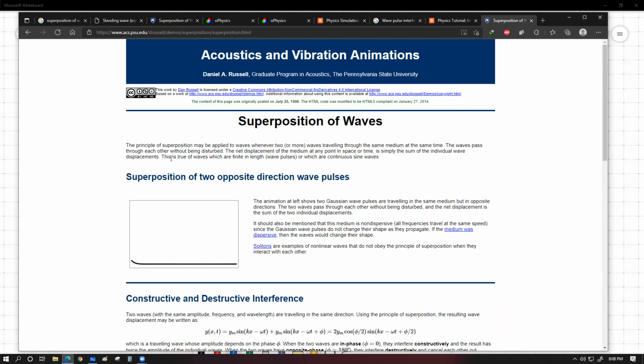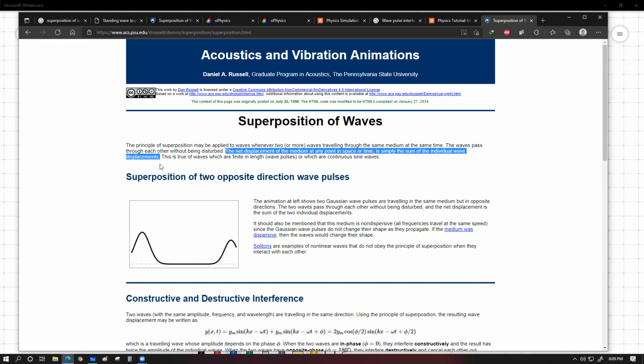So this is true of waves which are finite in length, wave pulses, or which are continuous sine waves. So what this line essentially means, the net displacement of the medium at any point in space or time is simply the sum of individual wave displacement. Means if we are trying to find out the actual displacement of the medium particle through which the wave is passing through, we simply have to add the displacement. Displacement itself is a vector quantity. So whenever I'm saying adding, I am essentially meaning the vector sum. So if they're both working in the same direction, we actually add. If they're working in opposite direction, we actually subtract, because displacement by virtue is a vector quantity.